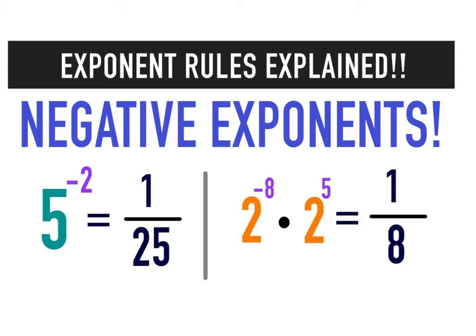So a negative exponent means that you're just going to switch its spot. Because this is 5 to the negative 2 power, this really means 1 over 5 squared. And 5 squared is 25, so this would equal 1 over 25.